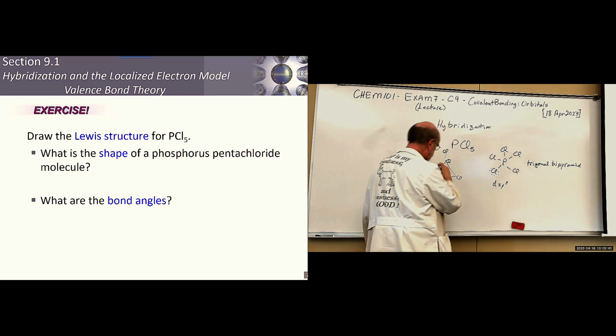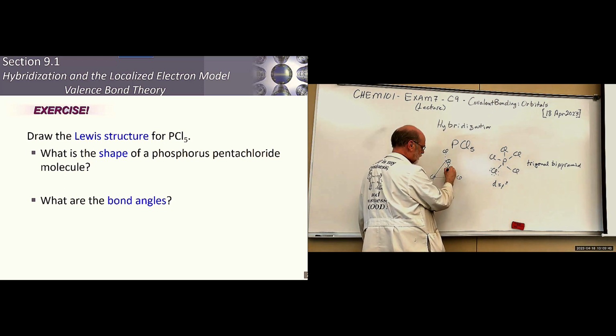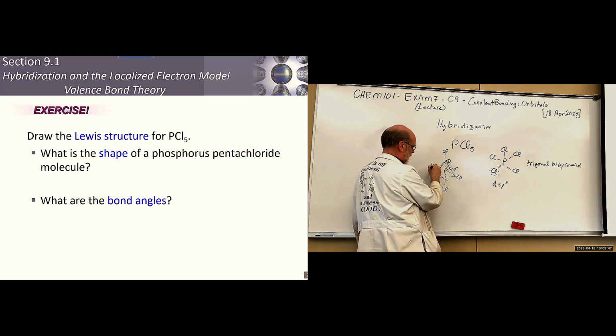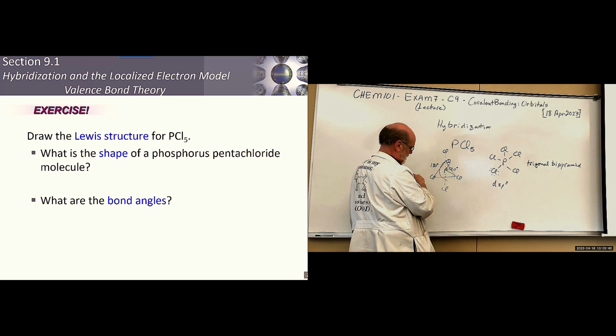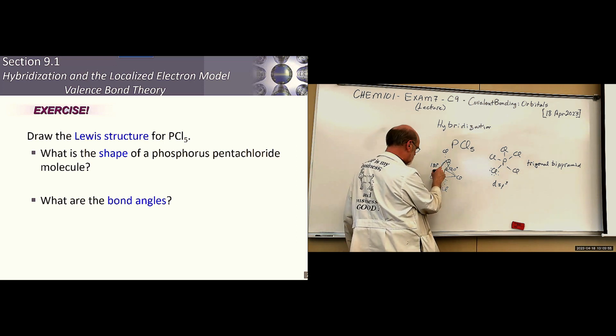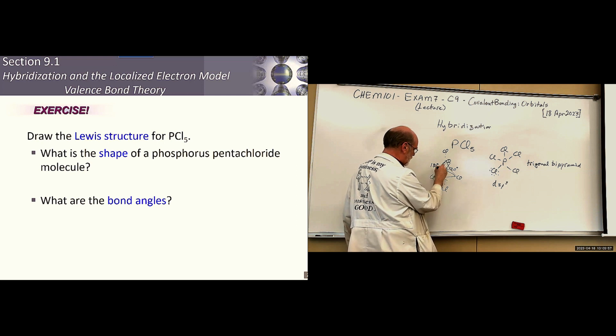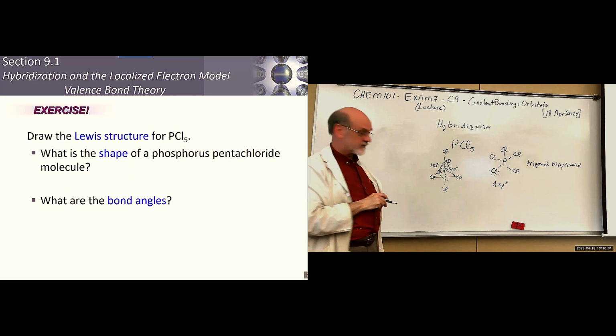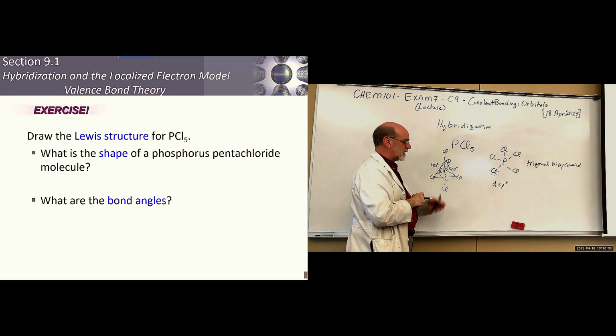Well, let's see, the bond angle here would be 120, right? The bond angle here would be 180. And a bond angle between, say, this one and that one would be a right angle. So that's 90 degrees. So you got 90, 120, 180.